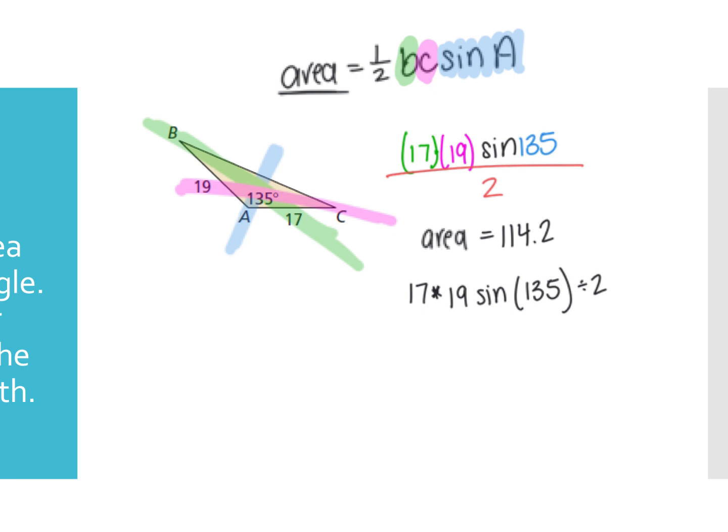0.5 times parentheses 17 parentheses 19 sin. Okay, so what he did was he just changed his fraction to a decimal. That's fine. If you put it at the end though, it gives a different answer. Yes, at the beginning. Okay, if everybody else got 114.2, good.